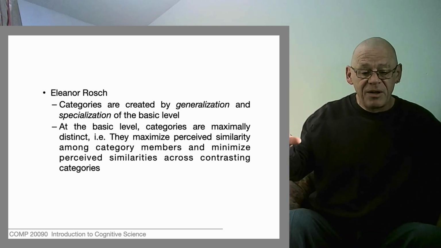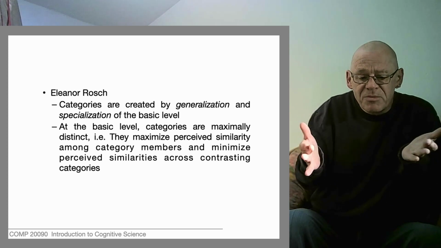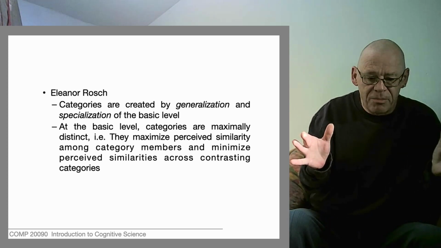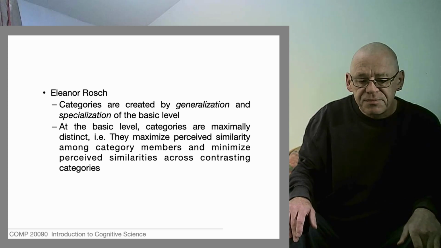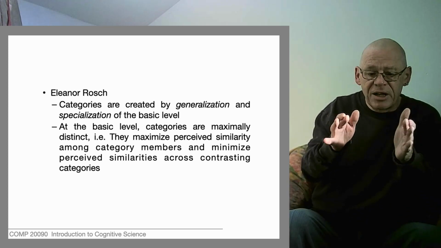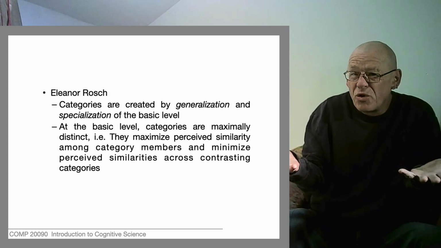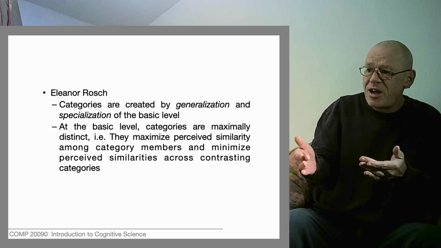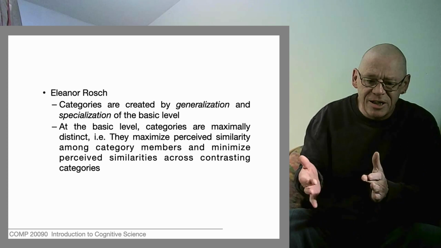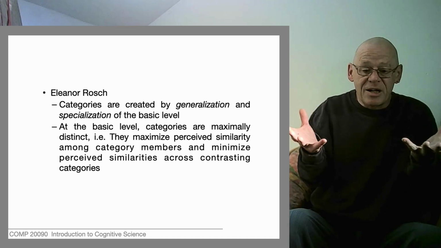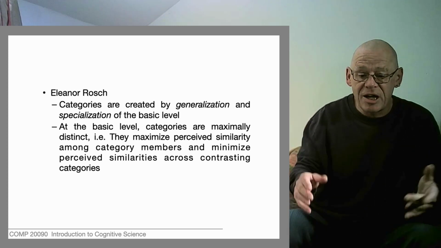So at the basic level, categories seem to maximize similarity among their members, and minimize the similarities across contrasting categories. So a chair and a table. I'm sure you could come up with a hybrid chair table, a table with a chair built in. But at the basic level, a chair is distinct from a table.